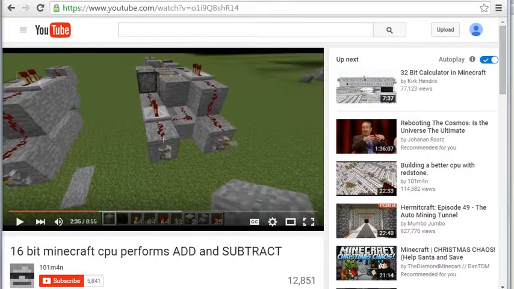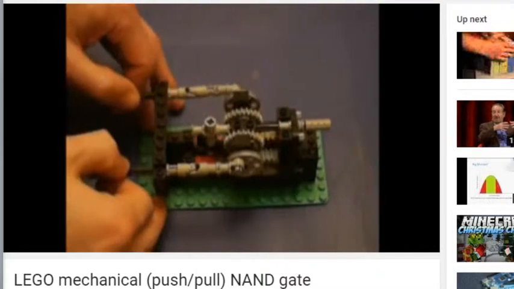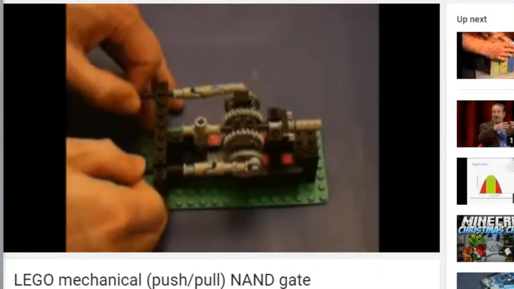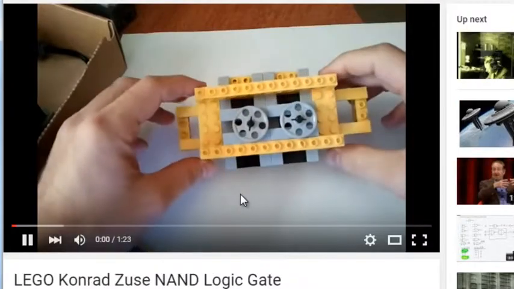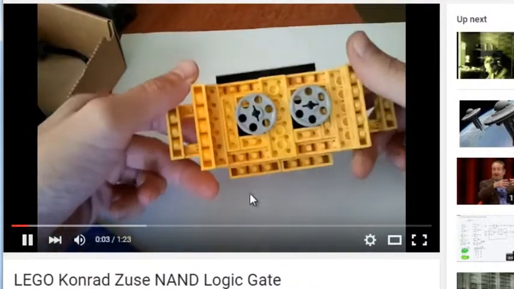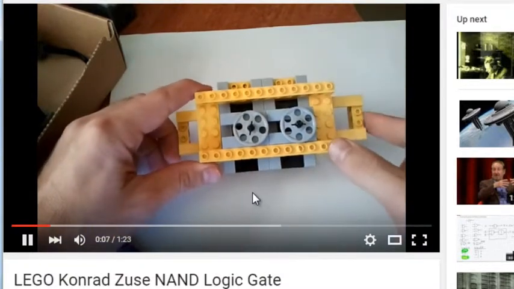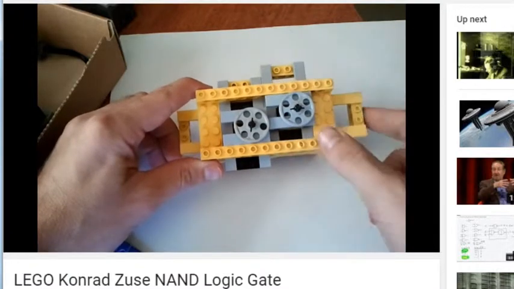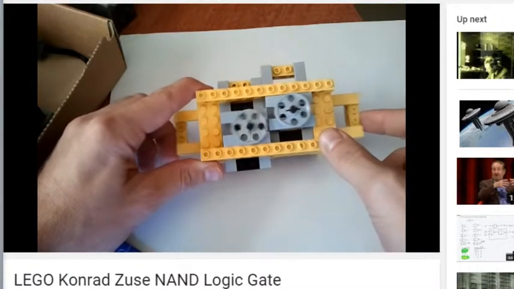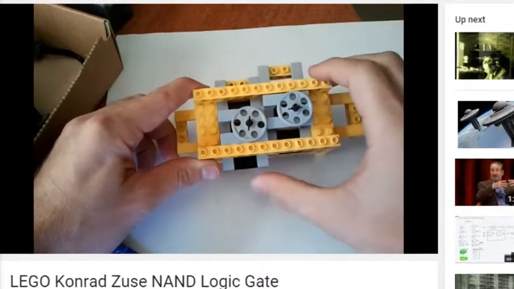And we can do this with Legos. So here you see one Lego NAND gate, and there's many ways to build these NAND gates inside of Legos. But we can also do this inside industrial automation.